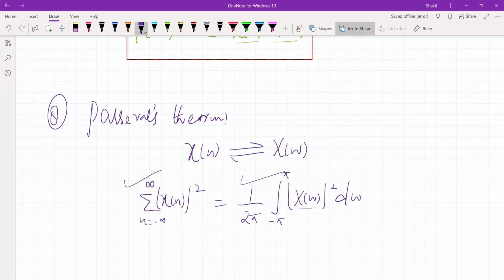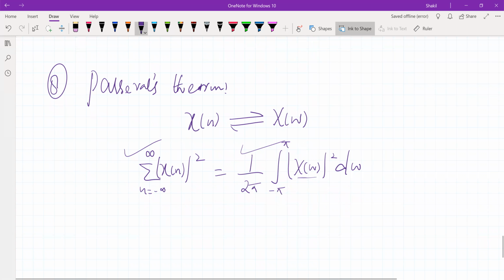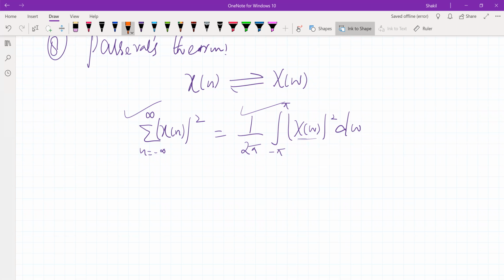Now, one more property that, all right, I don't know the property number, it is minor, please check it. This is called scaling in time. If you scale the signal in time domain, in other words, what does it mean?